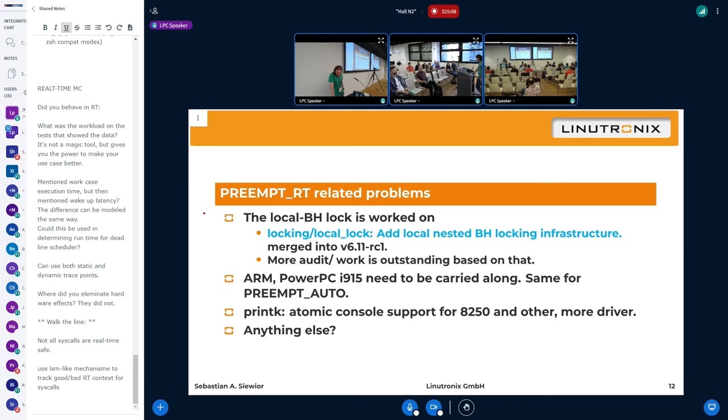What's left? The atomic console for the A250 is the only one that we have in RT. This is not merged. This is being worked on for the merge window coming next, right? That's correct. There's bottom half trouble with force threaded, for instance, and networking, for one example. This is being worked on.